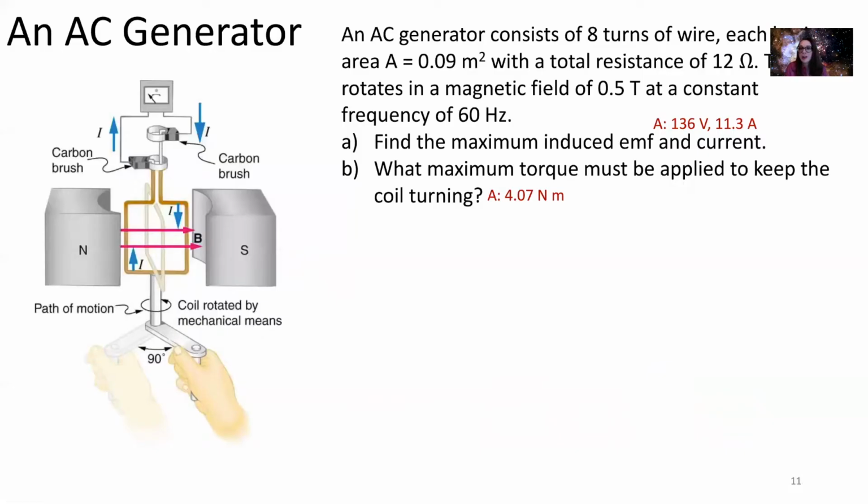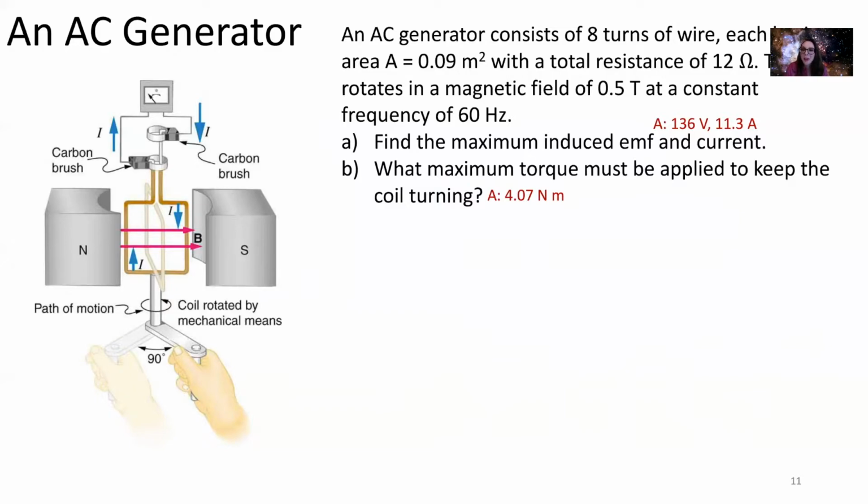So we'll consider a problem where we will figure out the induced EMF and current of a generator. Now, an AC generator consists of 8 turns of wire, each with an area of 0.09 meters squared, with a total resistance of 12 ohms. The loop rotates in a magnetic field of 0.5 teslas at a constant frequency of 60 hertz. Find the maximum induced EMF and current.